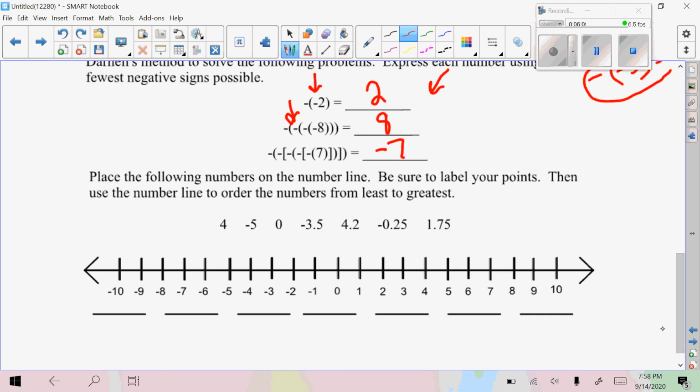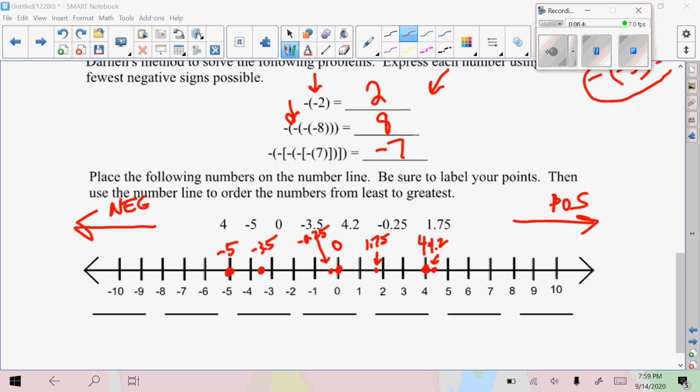Okay, now we're going to talk about the least and the greatest by looking at a number line. The numbers that are furthest to the left are smaller, and the numbers that are further to the right are more positive. So more negative the further left you go, more positive the further right you go, and the more positive, the greater the number. So go ahead and pause here and put a dot where you think these numbers are and then label those spots.